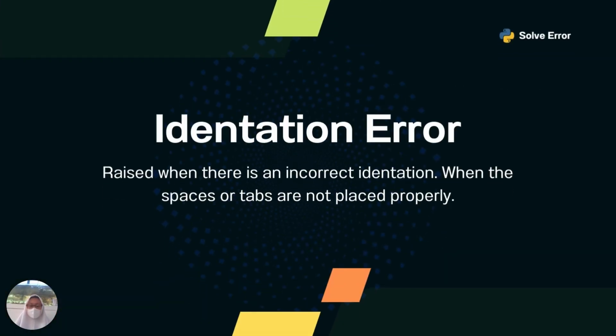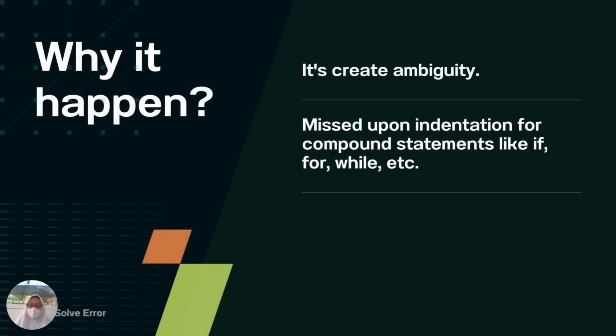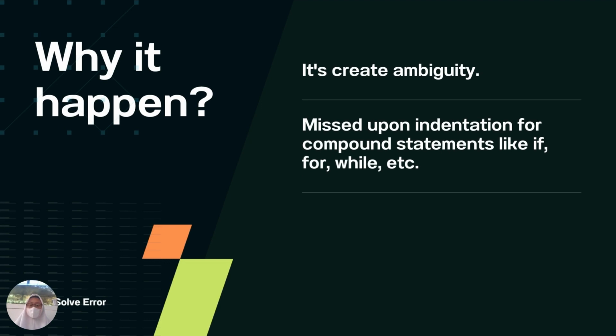Okay, next you can go see the second error. It is indentation error. Indentation error is raised when there is incorrect indentation, when the spaces or tabs are not placed properly. It can happen because it creates ambiguity and missed indentation for compound statements like if, for, while, and etc. Okay, we can go to the example of the code.